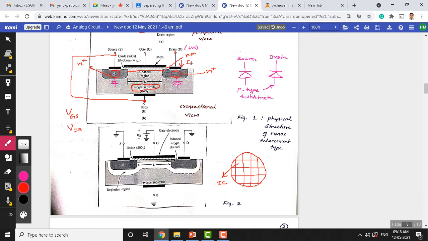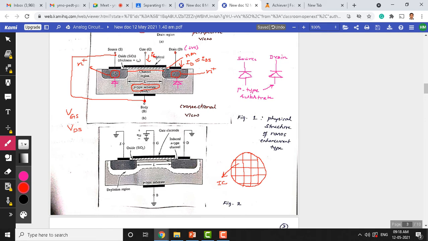So there is a drain current. Sometimes we call this IDS also. ID or IDS both are the same, because the gate current is very small, 10 to the power of minus 15 ampere. This current can be neglected because there is an isolation, since there is silicon dioxide which isolates this gate from the substrate here.